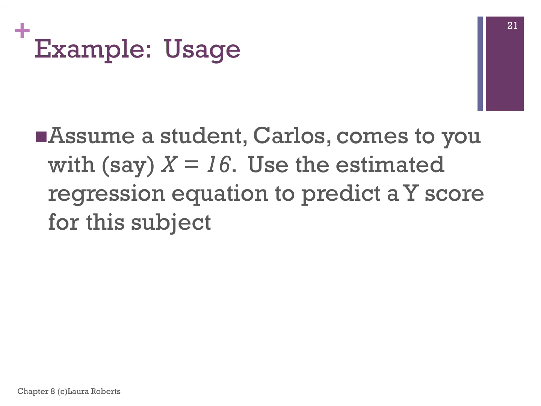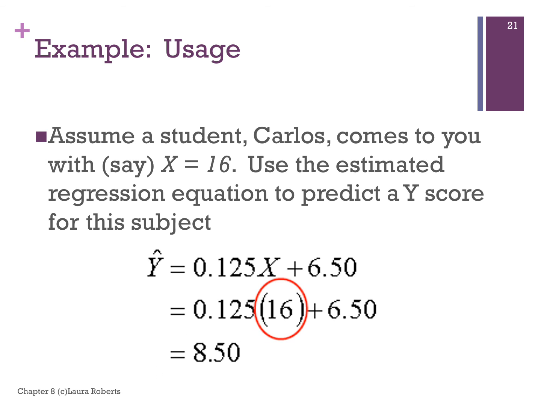Here's an example to show you how to compute a predicted score for Carlos. He has an x score of 16, and his predicted y score turns out to be 8.5. In order to prove this to yourself, you can look at the equation, plug in 16 for x, and do the math. You can see that y hat, predicted y, equals 0.125 times x plus 6.5, and then 0.125 times x, which is equal to 16, plus 6.5 is equal to 8.5.